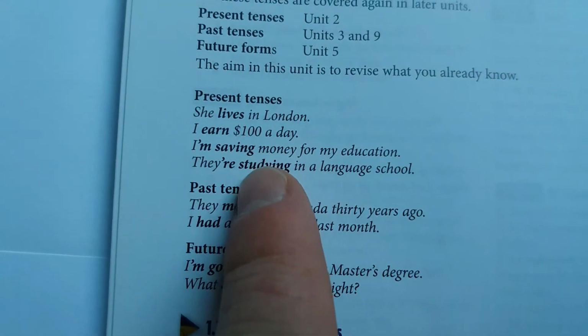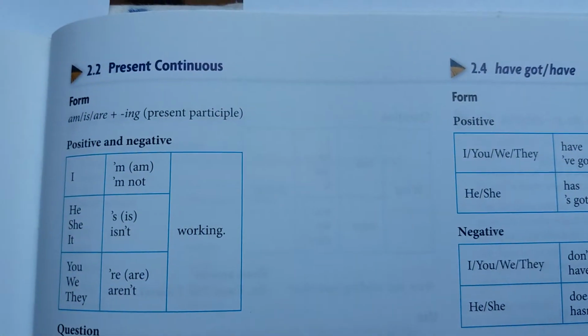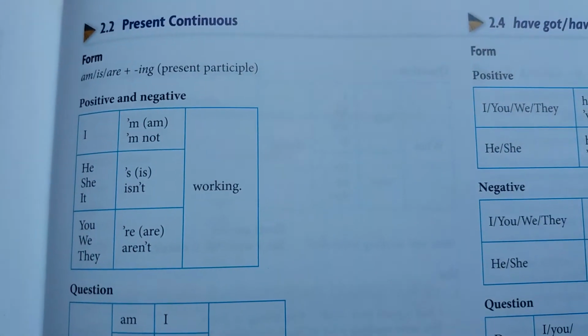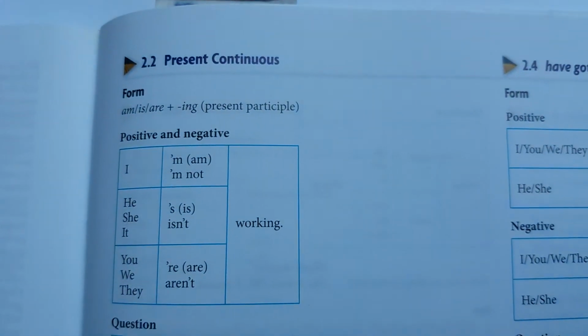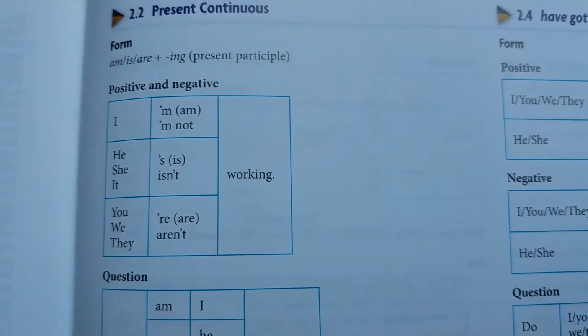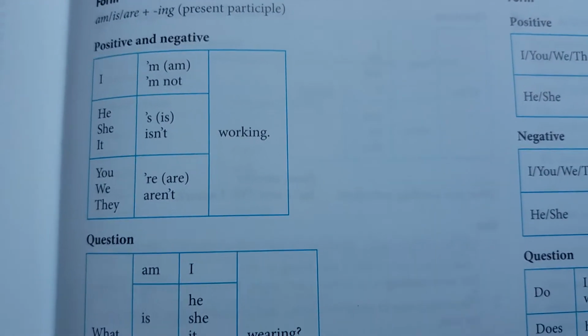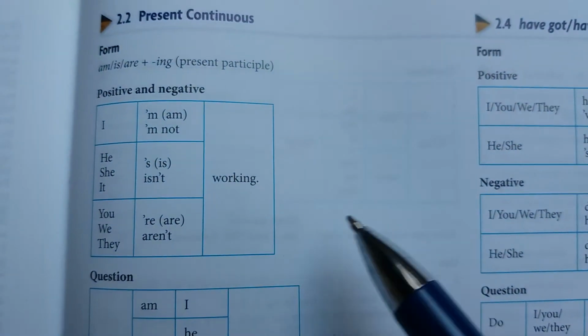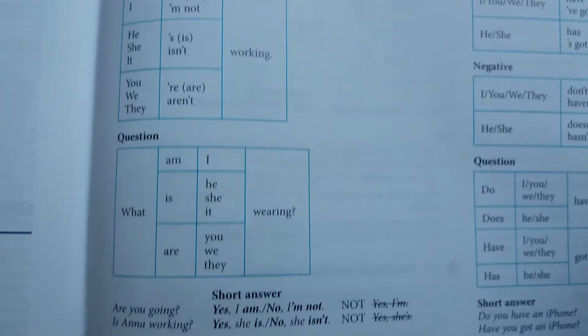Look here. I am saving and they're studying. These are called present continuous. Now, if you go through the examples here, how do you form a present continuous? It says here, the form, am, is, or are plus ing. And then you add a verb here, work, or working, actually here. You add ing.